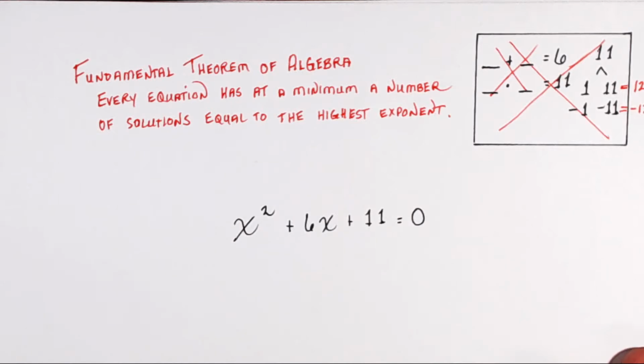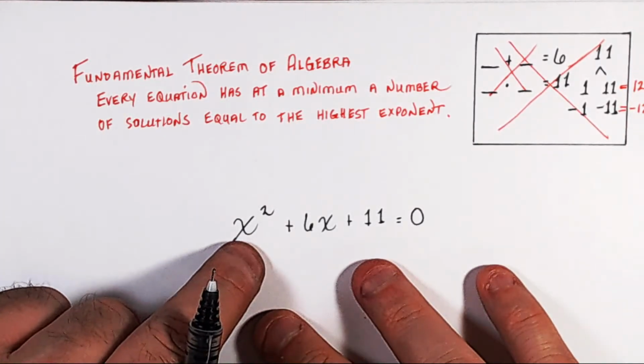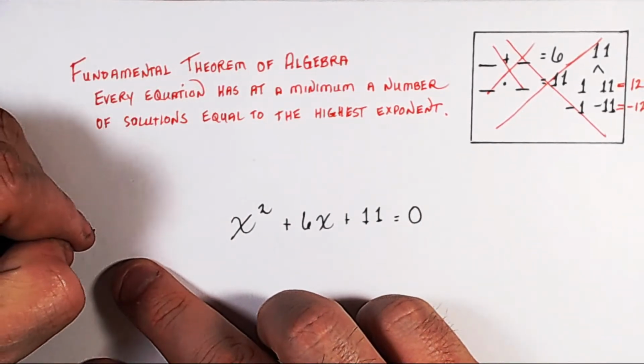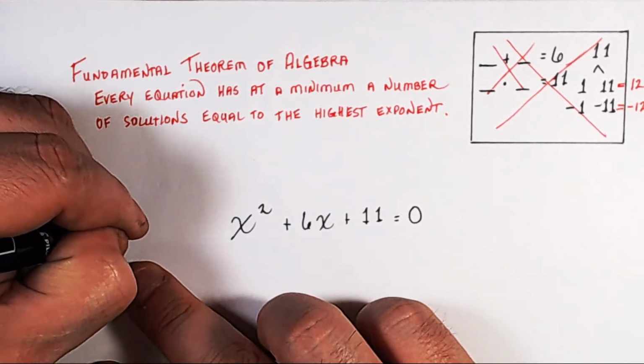We are going to use the method called completing the square in order to factor and solve for this quadratic equation. So we're going to be using completing the square.